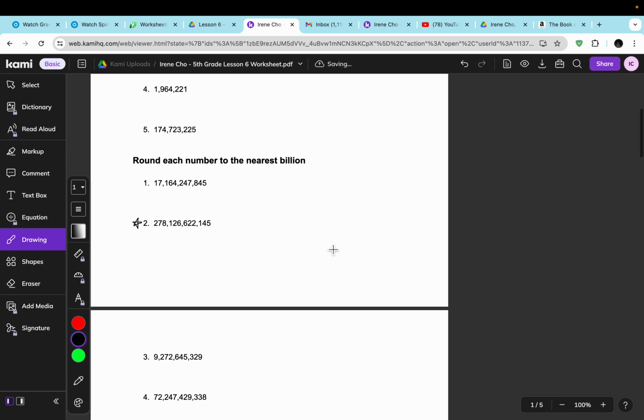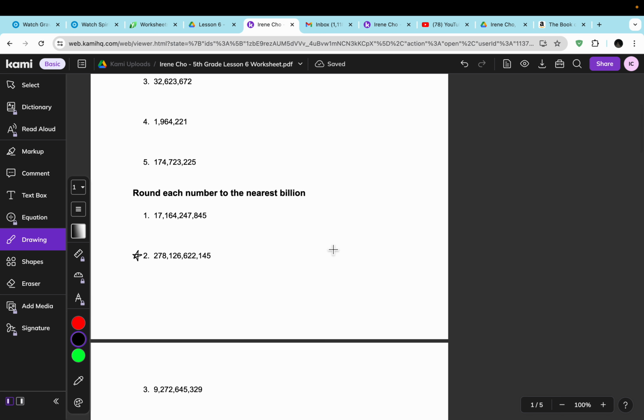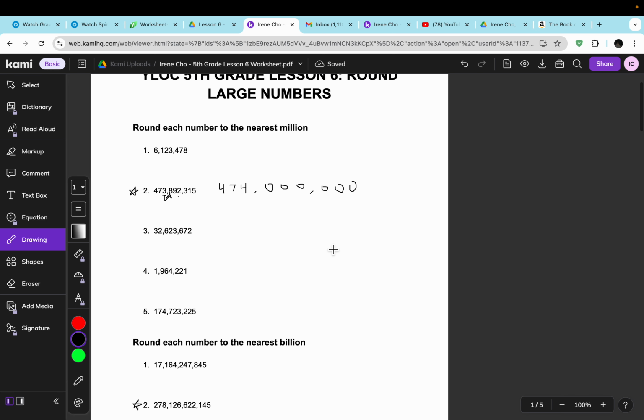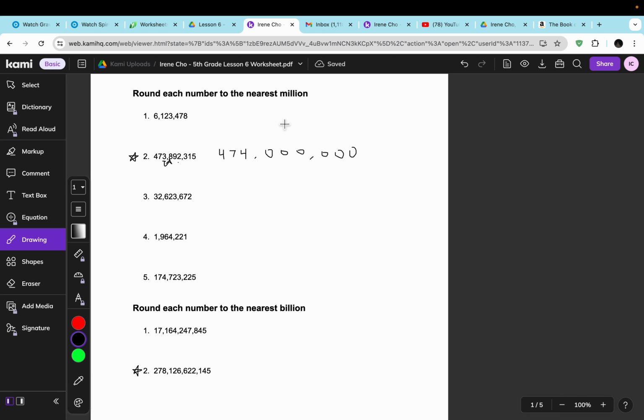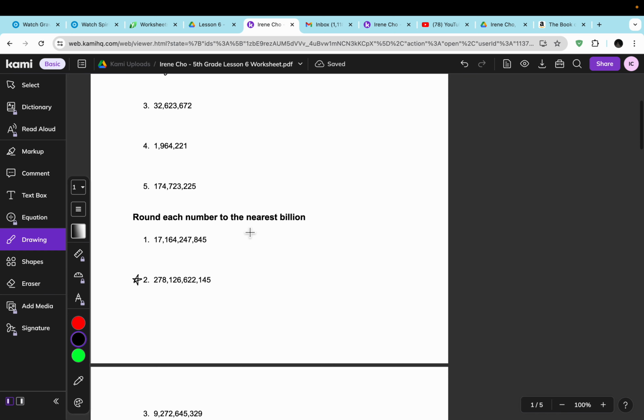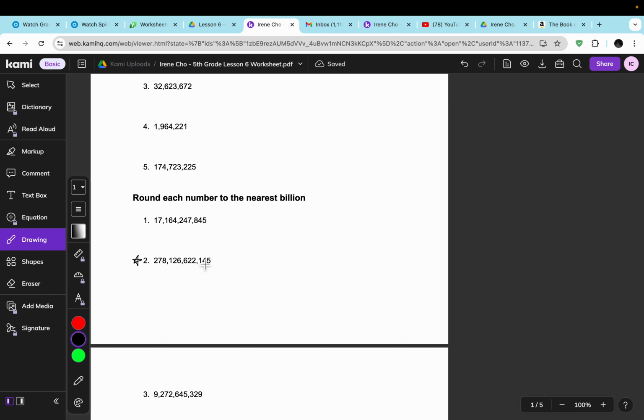Moving on, the next question asks to round each number to the nearest billion, and it's basically the same thing as the one on top, but it's in the billions. So ones, tens, hundreds, thousand, 10,000, 100,000, million, 10 million, 100 million, and then billion. So the 8, we look at the number afterward. It's 4 and below, so we go down. And then the number will be 278 billion.